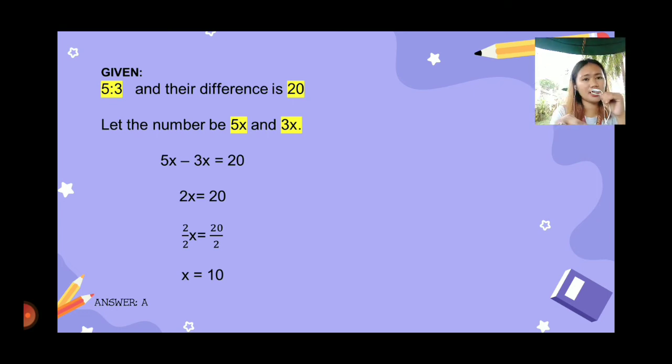And then the 20, we put it below. And then 2x, divide both sides by 2 so that 2 is removed and only x remains. So therefore, 20 divided by 2 is 10. So the value of x is 10. To get the given numbers, we substitute the value of 10 for each x. So 5x.